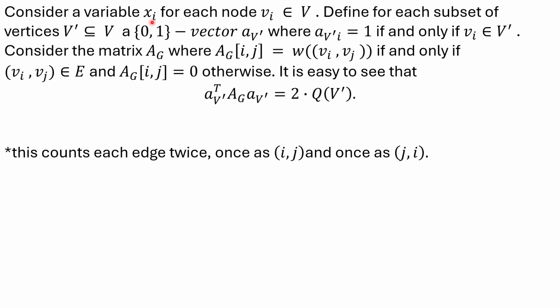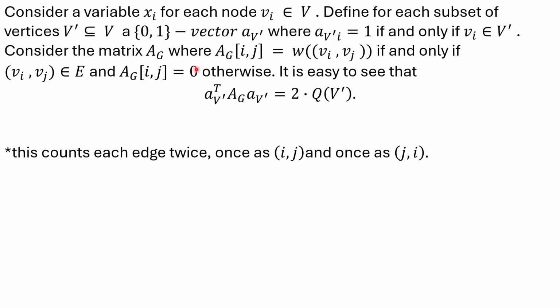We consider a variable xi for each node vi in V. Define for each subset of vertices V' in V a 0,1 vector AV', where AV' at index i is equal to 1 if and only if vi is in V'. We consider the matrix AG, where AG in entry ij is equal to the weight of vivj if and only if vivj is in E, the edges, and AG in entry ij is equal to 0 otherwise.